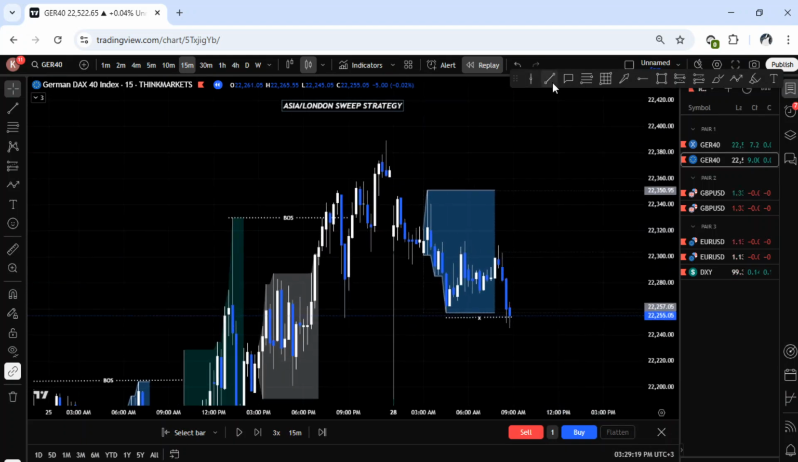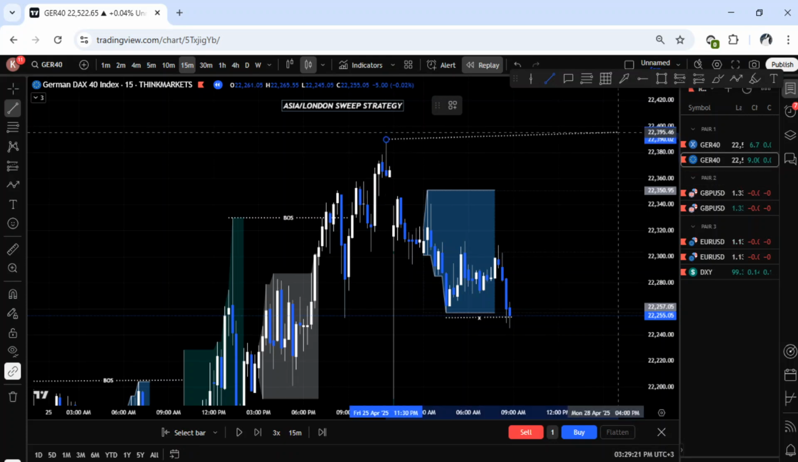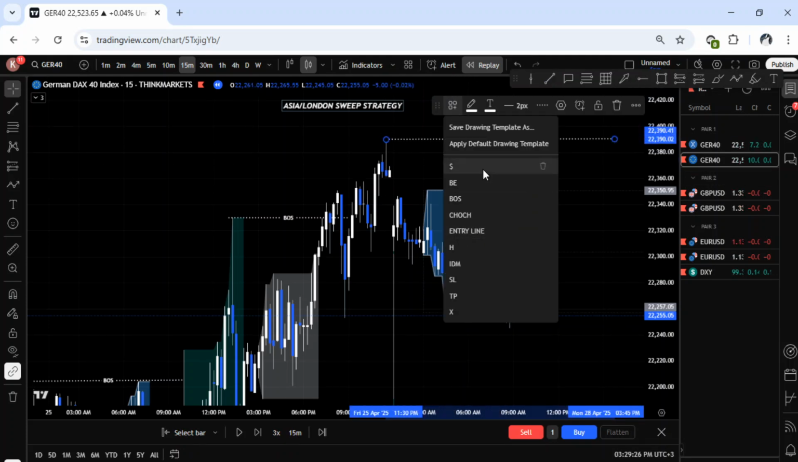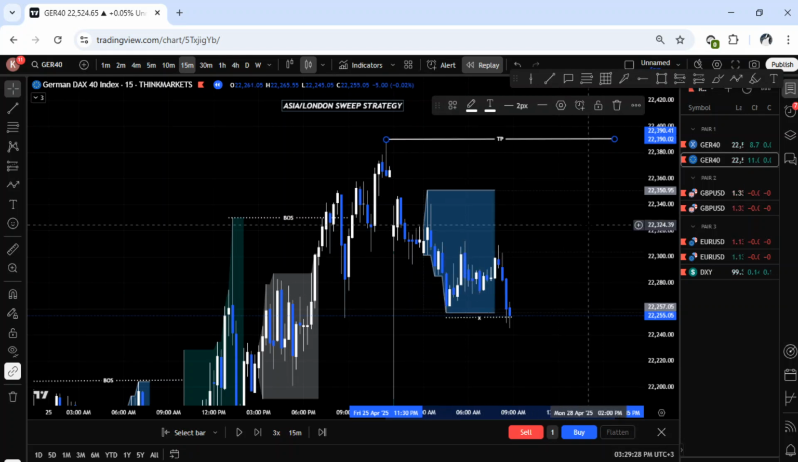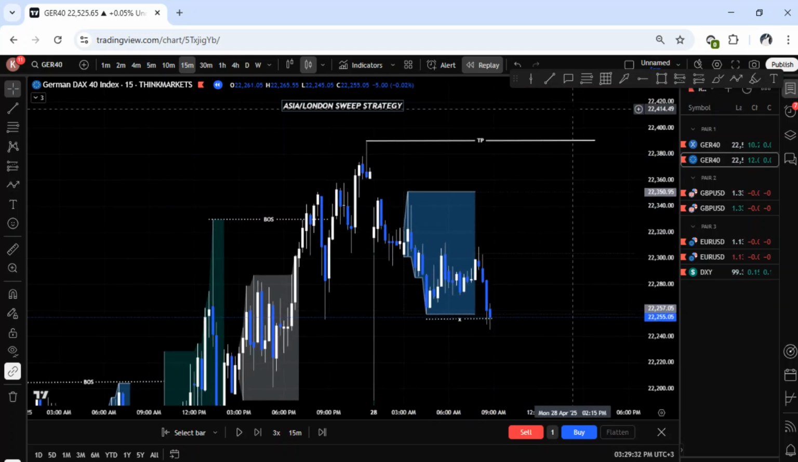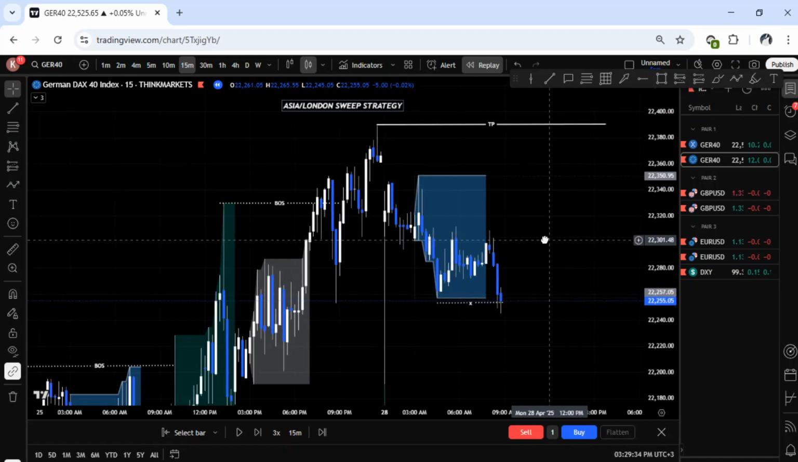So this would be our TP. This would be our official TP. Just a slight increase. If you want to take more than this TP, you just aim a little bit higher, or you can aim higher.